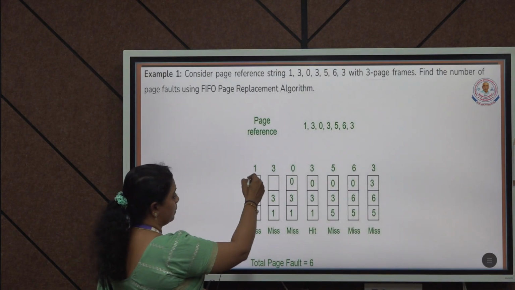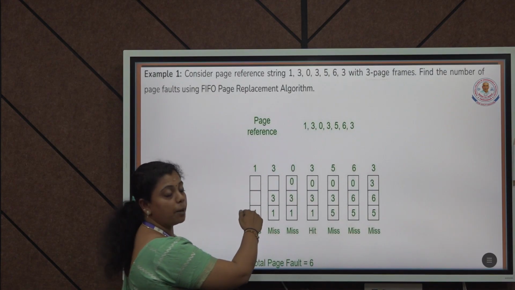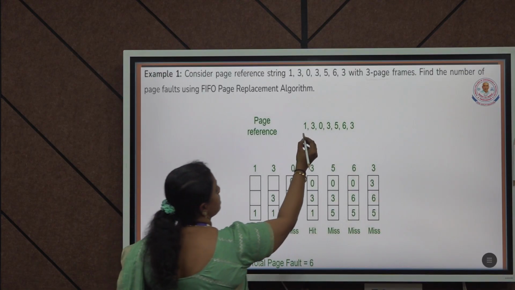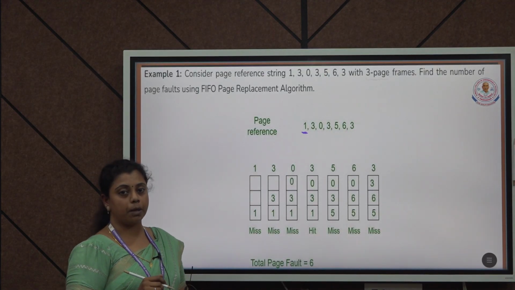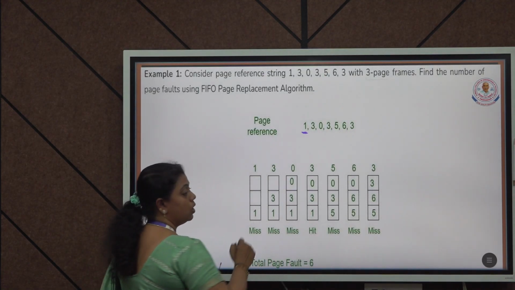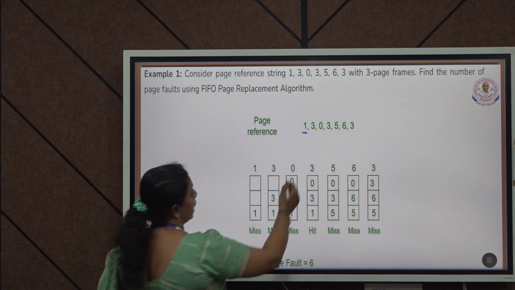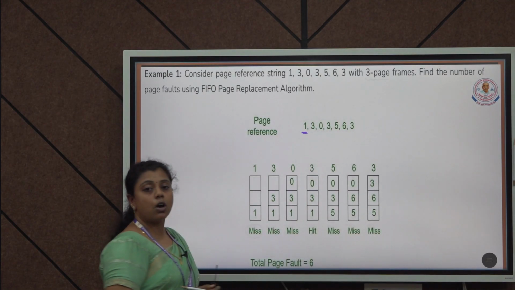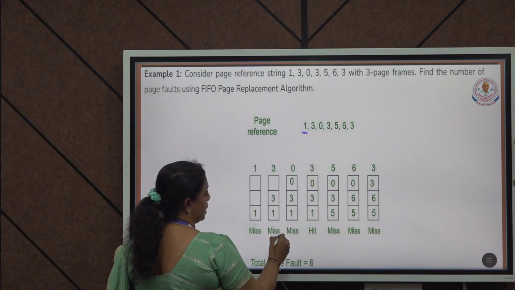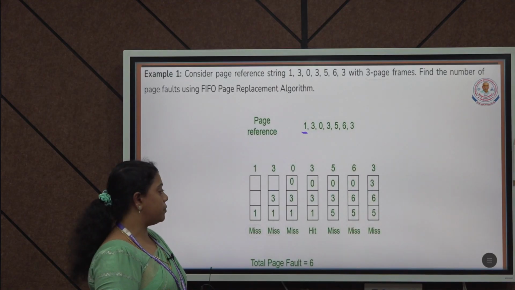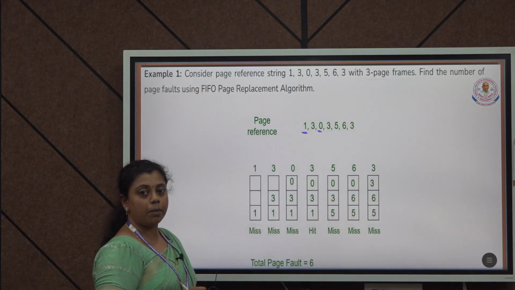So I am going to keep the 3 page frames and insert the page reference string into the page frames. First page reference is 1. Consider that 1 is not present in the main memory. I am going to fix this 1 here, and I am going to mark it as a page miss or page fault. Next is 3. 3 is also not present in the main memory, so I am going to fix 3 here. It is considered as a page miss or page fault. Next one is 3. 3 is also not present in the main memory at that time.